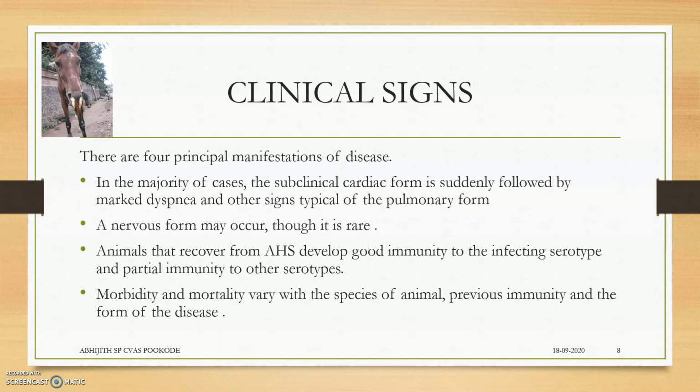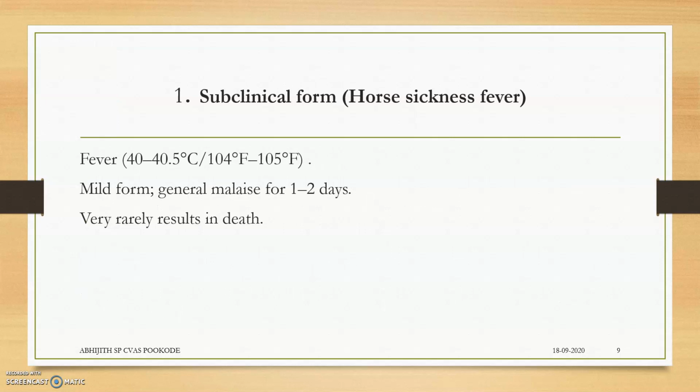For clinical signs, there are four principal manifestations of this disease. A neural form is also present, and morbidity and mortality vary with the species of animal, the health status of the animal, the previous immunity, and the form of the disease. The first one is the subclinical form. It is also known as horse sickness fever. Fever will be there, generally with malaise and depression. It is a mild form and death is very rare.